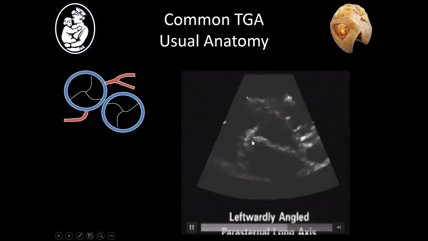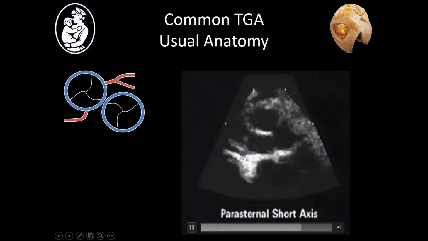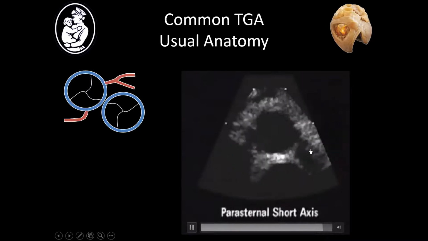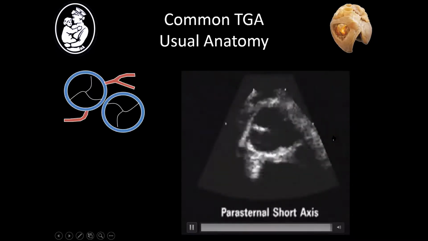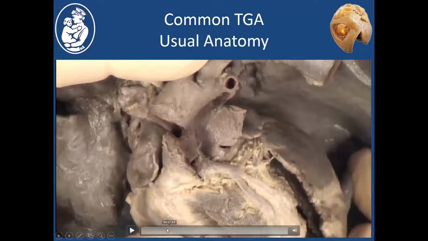So this view is useful for seeing a little bit more of the anatomy, and then back to a short axis to show the right coronary here coming out of the right posterior facing sinus of Valsalva. So this is the usual anatomy, the most common anatomy that we see in transposition. And this is an example of that.